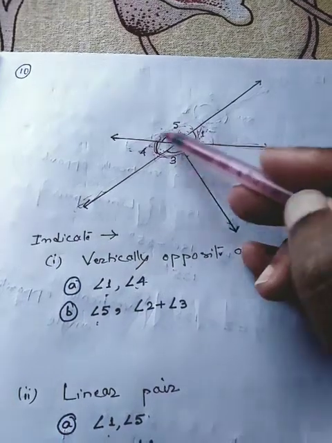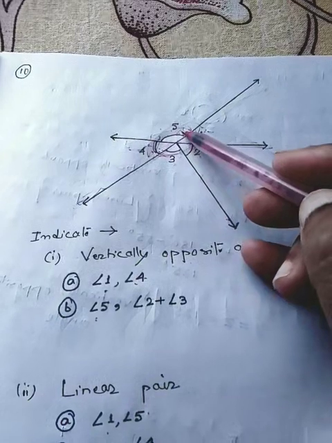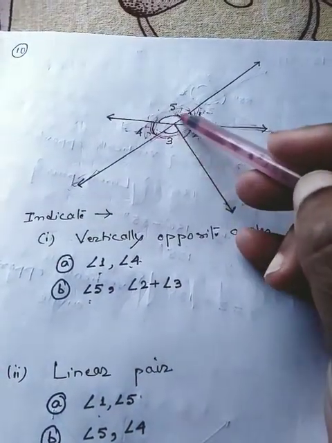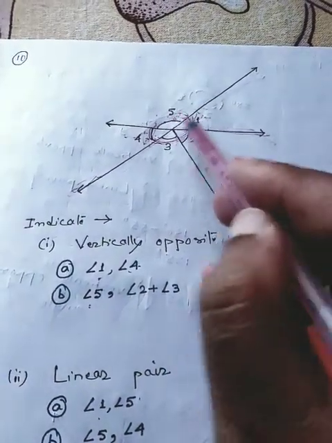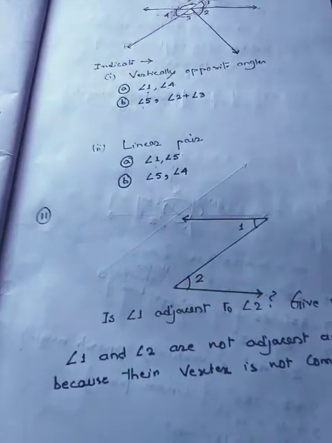This whole angle is what? 180 degree. This 180 degree is divided into two parts, that is angle 4 and angle 5. So angle 4 and angle 5 is also a linear pair. So these two are a linear pair and these two are linear pairs. Okay.